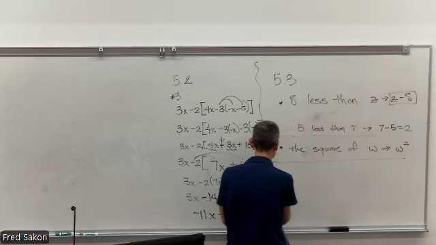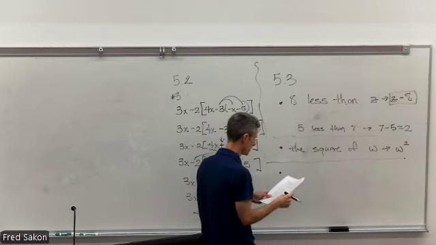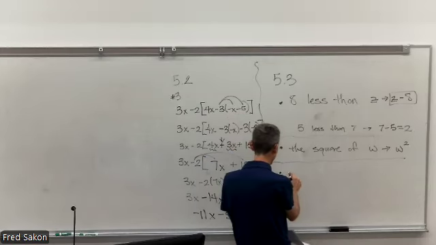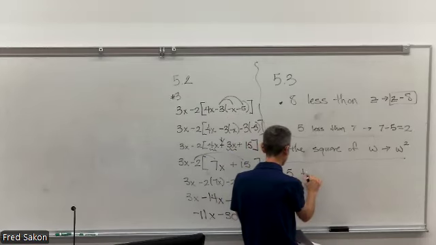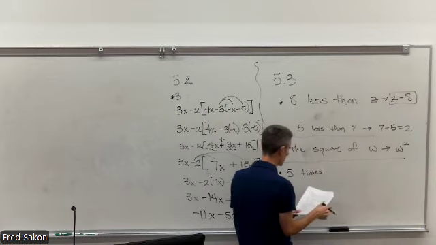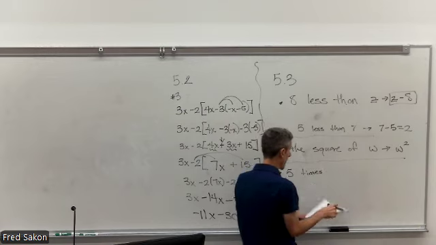Now, let's try some that are a mixture of things. We've got 5 times the difference of m and 3.